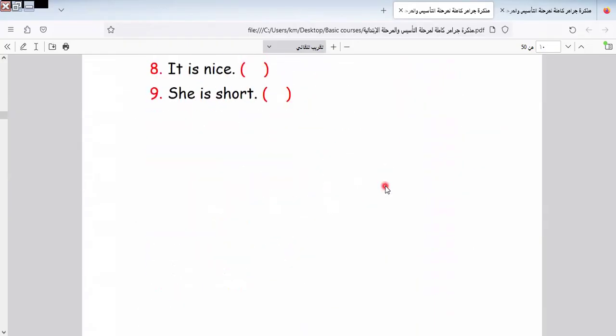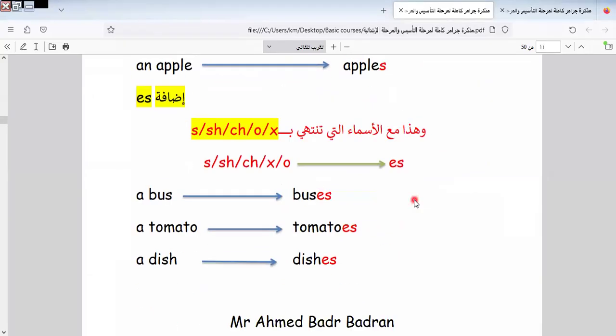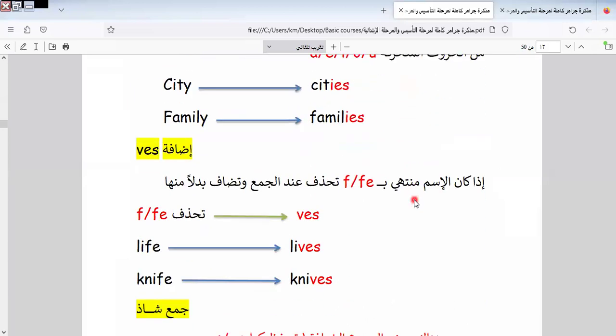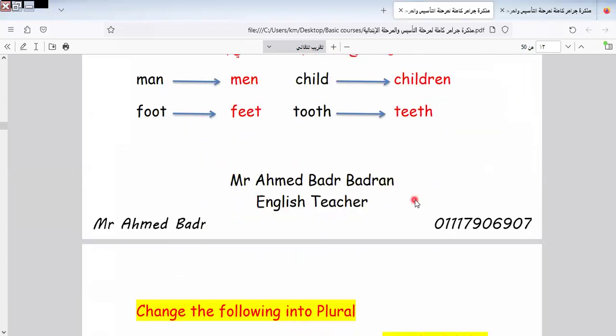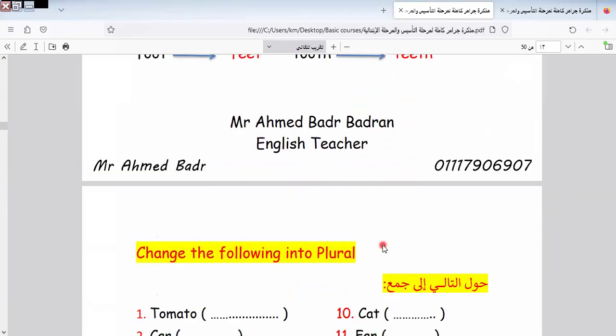And we also talked about plurals and the nouns that take s, and others that take ies and es. We know the irregular changes in some nouns like man, men, foot, feet, child, children, tooth, teeth.